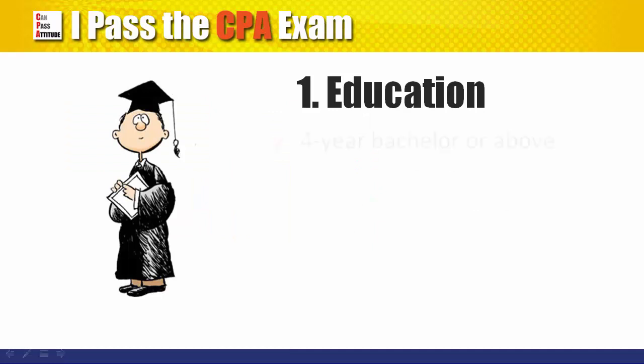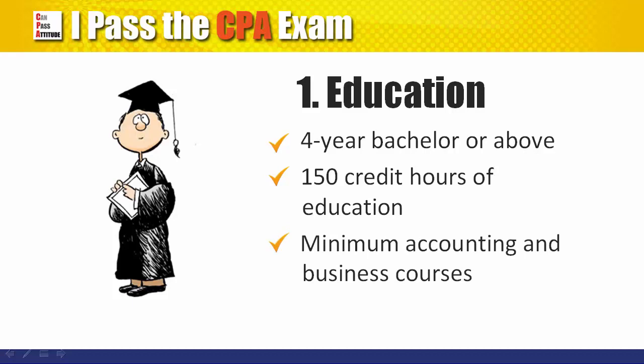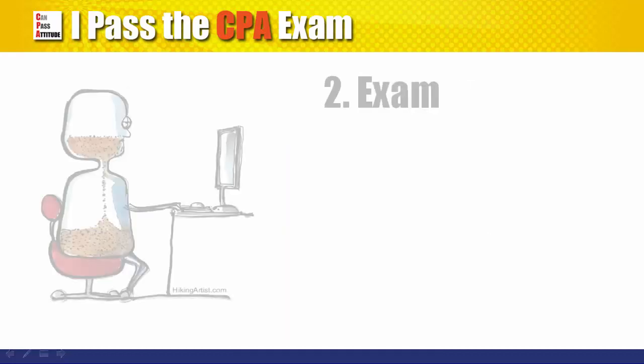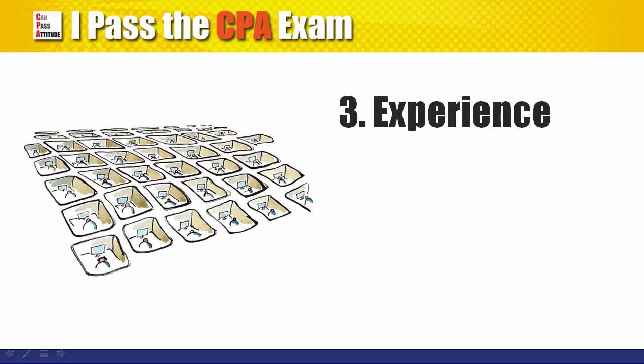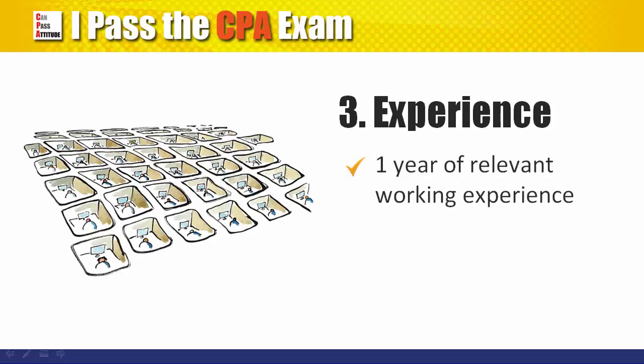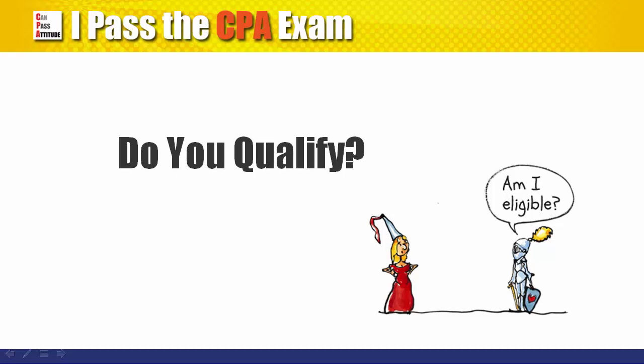For the education criteria, candidates should attain at least a 4-year bachelor degree plus 150 general credit hours of higher education. Most states require a certain number of accounting and business courses. For the exam, all candidates must take the Uniform CPA exam administered by the AICPA. For the experience, candidates are required to work in relevant field for at least a year, supervised and/or verified by a US CPA. Do you qualify?